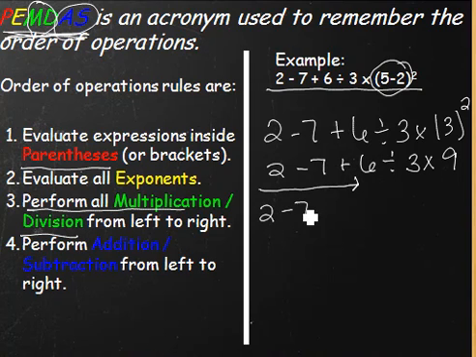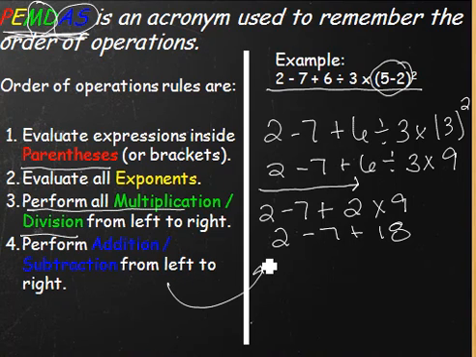I have 2 minus 7 plus, 6 divided by 3 is 2. And then I would have 2 times 9. So now I have 2 minus 7 plus 2 times 9, and 2 times 9 would be performed next, which is 18. Finally, I'm going to go left to right doing all my subtraction and addition. So the first one I run into is 2 minus 7, which is a negative 5. And negative 5 plus 18 is a positive 13.